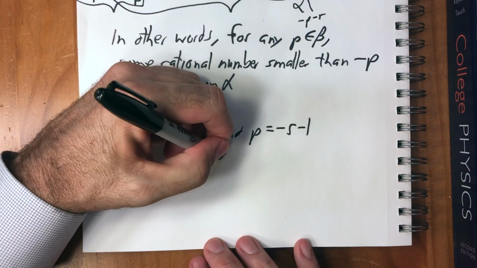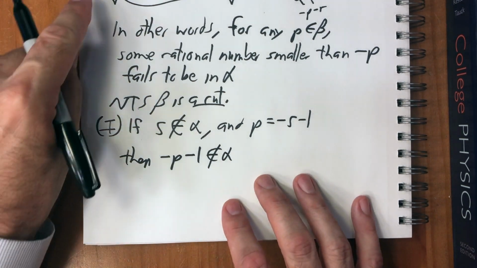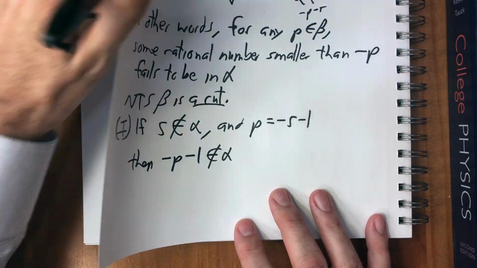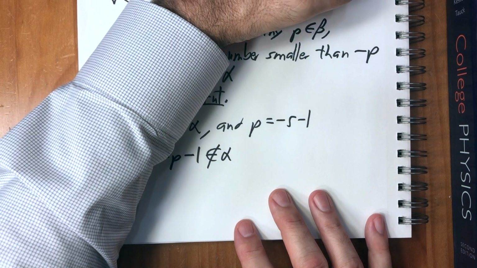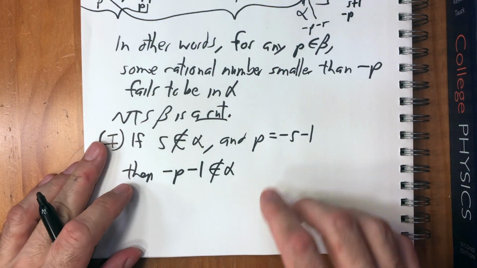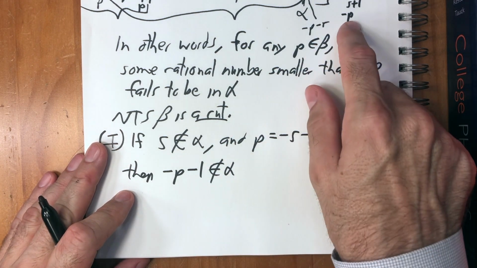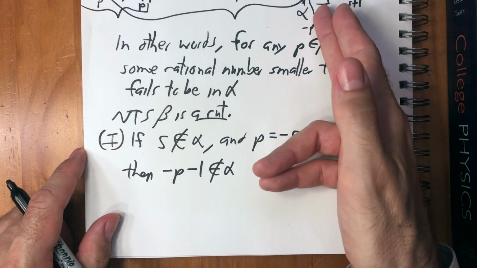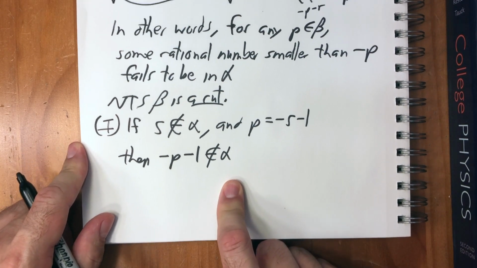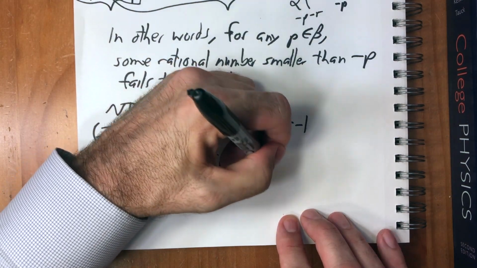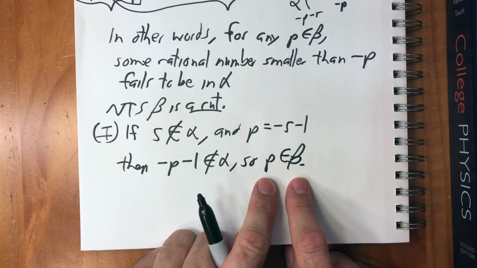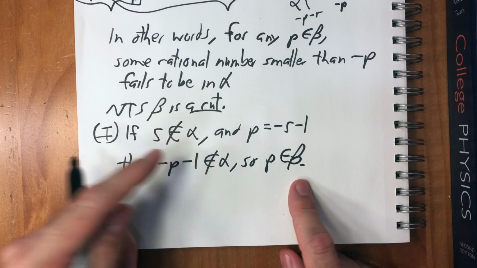minus p minus 1 is not in alpha, because then we have over here, this is s plus 1, right? The inverse of this is s plus 1, or minus p, right? Because p is minus s minus 1, so minus p is s plus 1. So this is definitely not in alpha. But then if we subtract 1 from it, we just end up back on s. So we started with s, so we know that this number is still not in alpha. So minus p minus 1 is not in alpha. That shows that p is in beta, right? That's the definition of an element of beta. So beta is not empty, right? Because we just showed if you pick anything that's not in alpha, we can make a p that's in beta. So beta is not empty.